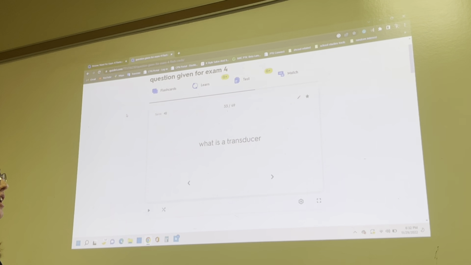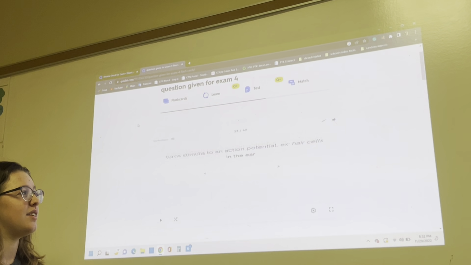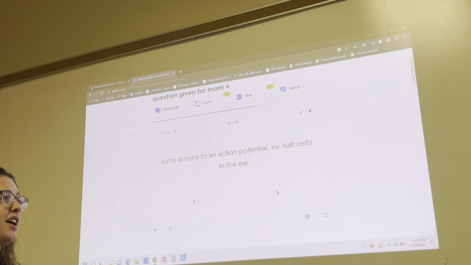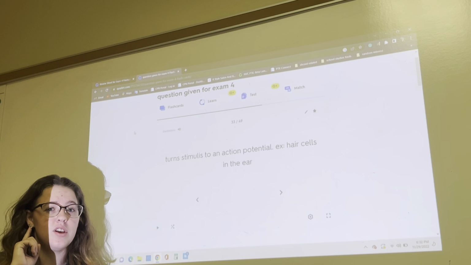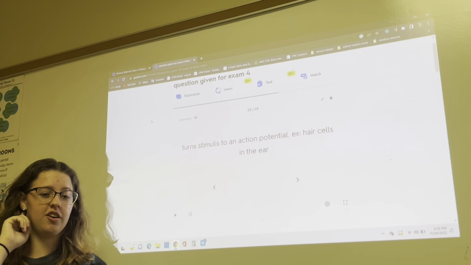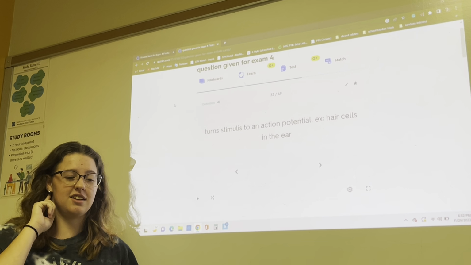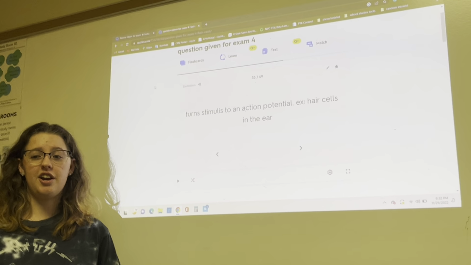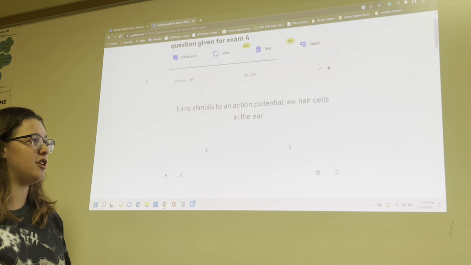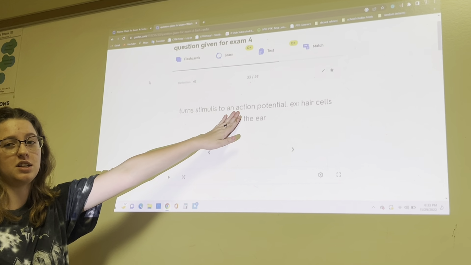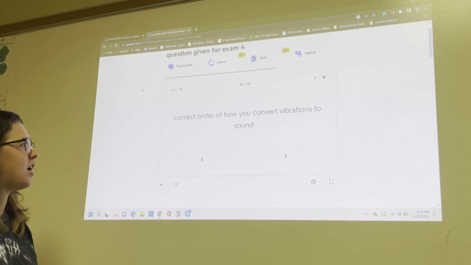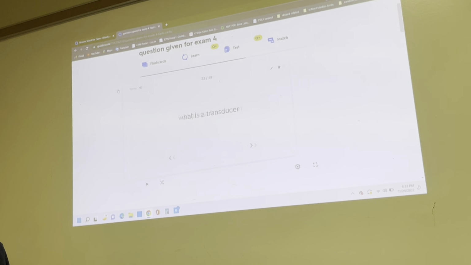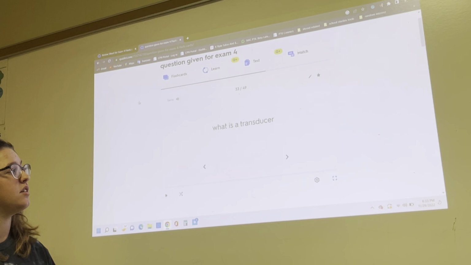Alright, what is the transducer? This is going to be turns a stimulus into an action potential. The great example is how you hear. Everything goes and hits and starts vibrating in your ear, and then it's going to hit the hair cells in your ear. That's going to hit another organ, and that's going to turn that motor process into an action potential. All right, correct order of how you convert vibration into sound. Last one, I think it's going to be a short answer. The transducer.